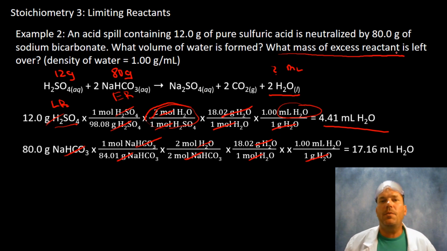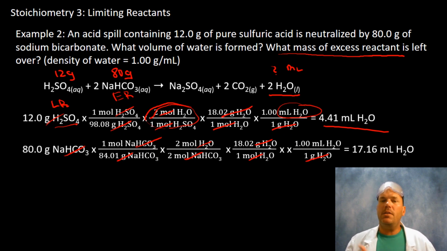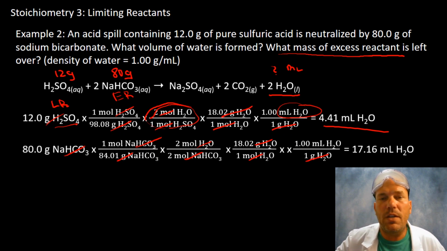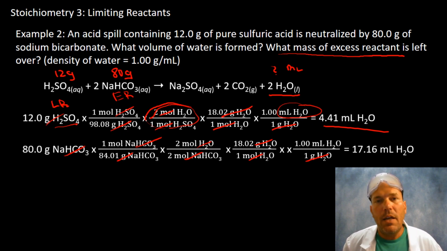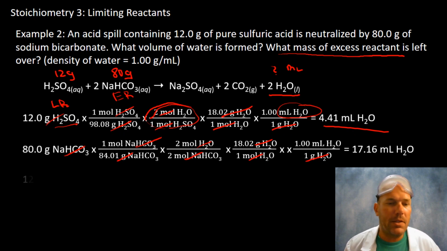What mass is left over? Now I want you to think about the process that you're going to use. What are you going to do? Well, you're going to take your limiting reactant, remember, and you're going to convert it into your excess reactant. That's going to give you how much of the excess reactant is used or consumed. Then you're going to subtract that quantity from the amount in the problem. All right. So in this case, 80 grams minus something. And that's going to tell you how much excess remains unreacted. All right, so let's see what that's going to look like here.